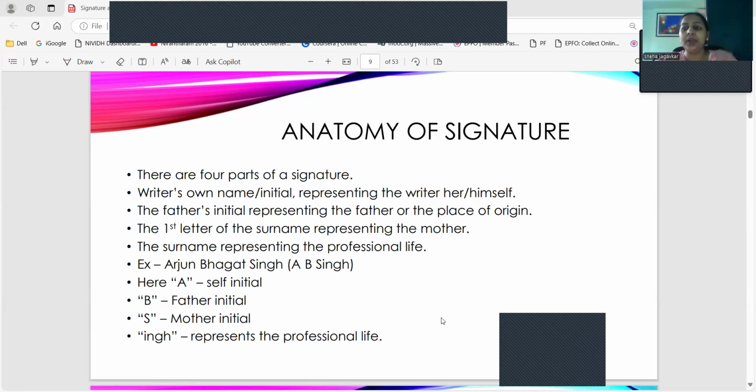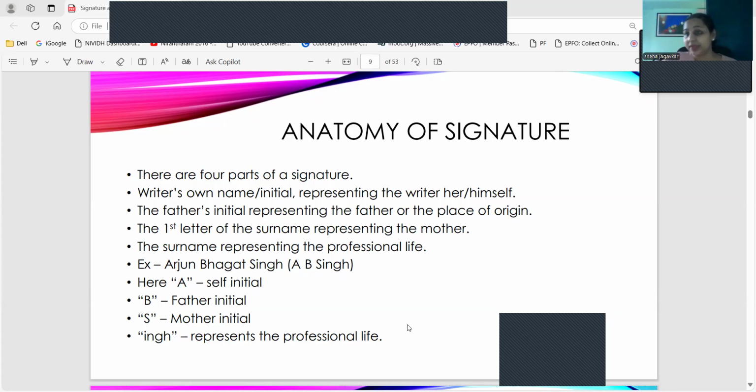So, say for example, A B Singh is the person's signature. A stands for the self initial. B stands for the father's initial. From the surname, the S represents the mother, and INGH of the signature represents the professional part of the person. This is how a signature is divided into four different parts.